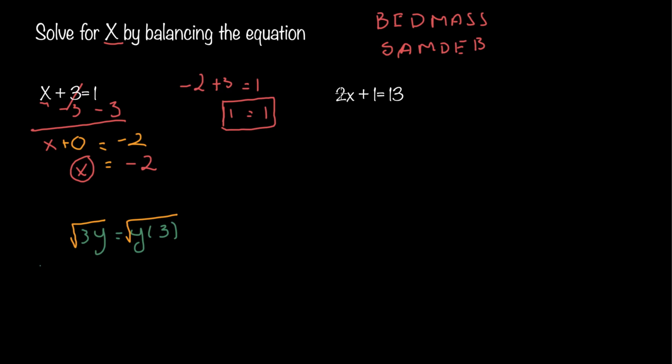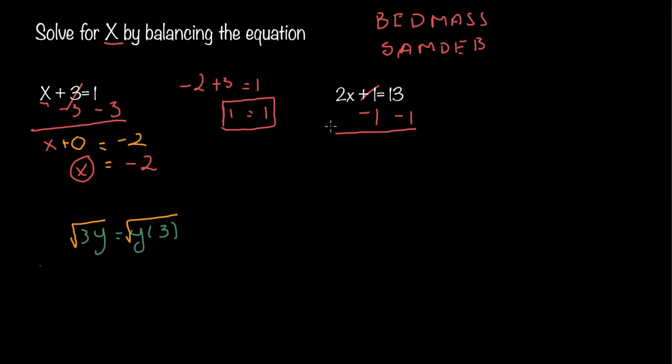So how do we get 2x by itself? Well, there's a positive 1. But how can we get rid of this positive 1? We can't just subtract like that. Well, essentially we have to subtract 1 here. And whatever we do to one side, we're going to have to do to the other side. So we're going to subtract 1 here as well.